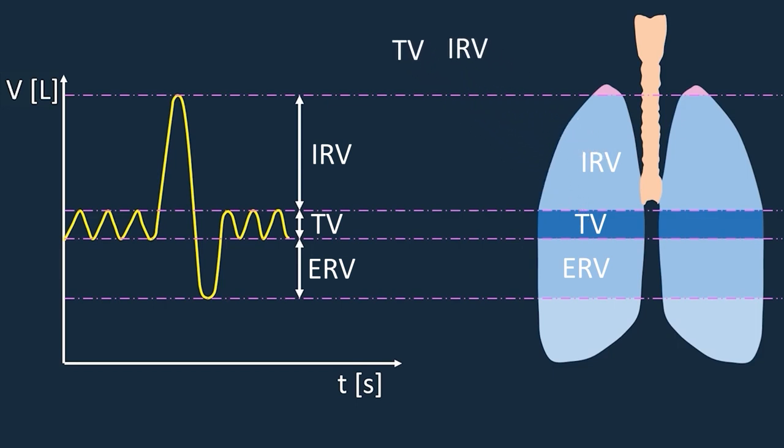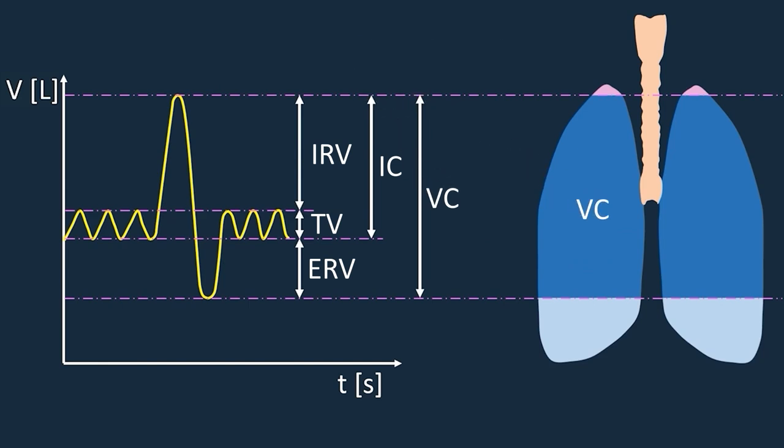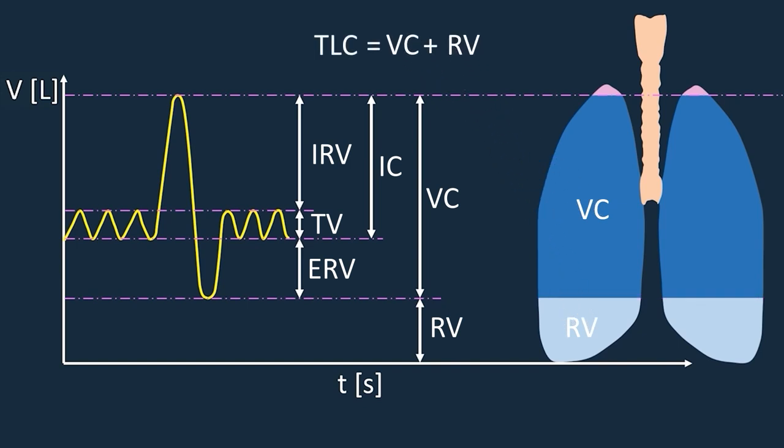If we add the inspiratory reserve volume plus the tidal volume, we will have the inspiratory capacity. If we add the three volumes, we will have the vital capacity. There is a volume of air that always remains in the lungs after a forced expiration, because the lungs are not collapsed. This is the residual volume and cannot be measured by spirometry. It is usually 1.2 liters. The total lung capacity is the sum of the vital capacity plus the residual volume. The vital capacity is usually 4.5 liters, depending on the characteristics of the patient.